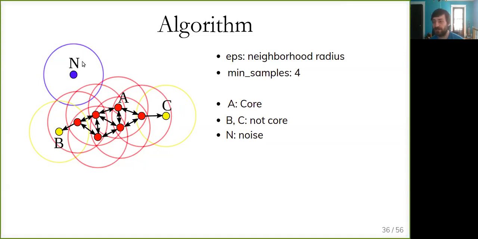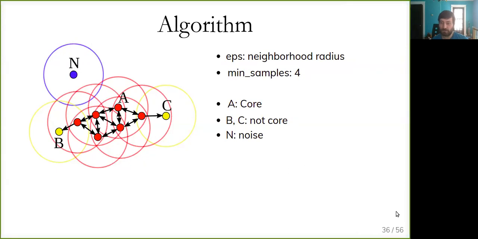If there's a point that is not reached by any cluster, so this guy N here, is never reached by red, this is a noise point. Because it's not a core sample, it would not start its own cluster. And so points that are never reached by any of the clusters and don't have min samples minus one neighbors are considered noise. So actually, DBSCAN, in addition to labeling points as clusters, also has outlier points which are labeled as noise.